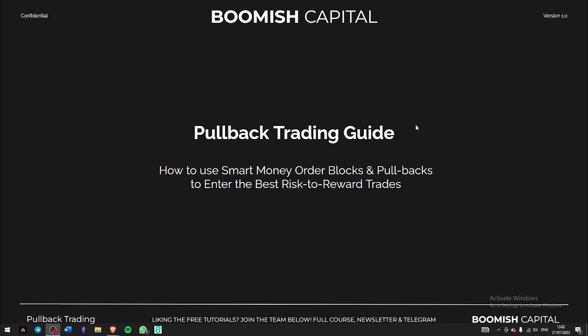So essentially, what is pullback trading? Well, it's when the price is going in one direction and it has a pullback where it retests the previous order block, and just continues in its direction. So it's the most simple way of trading with great risk to reward trades.